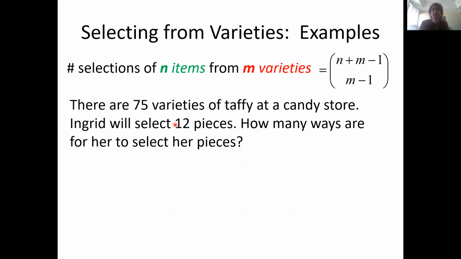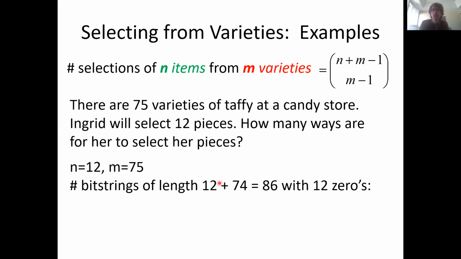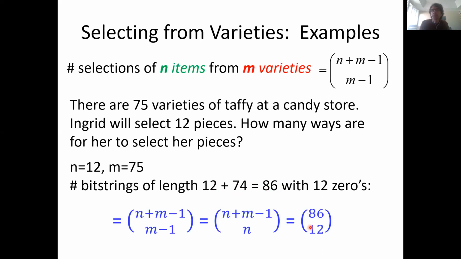There are 75 varieties, and I select 12 candies from them, right? So this would be 12 plus 75 minus 1 choose 75 minus 1, right? So a string with 12 plus 75 minus 1, so 86, with either 12 zeros or 74 ones. However you want to look at it, this is the way we looked at it so far. But notice that these two quantities are the same, because m minus 1 and n sum to n plus m minus 1.